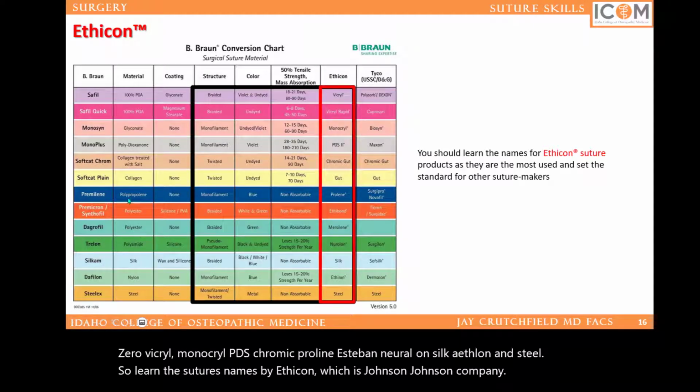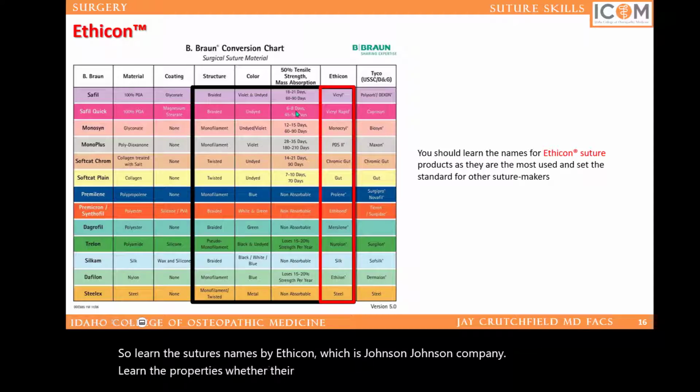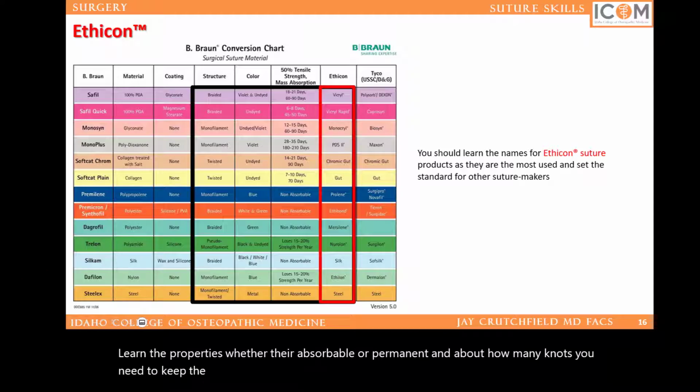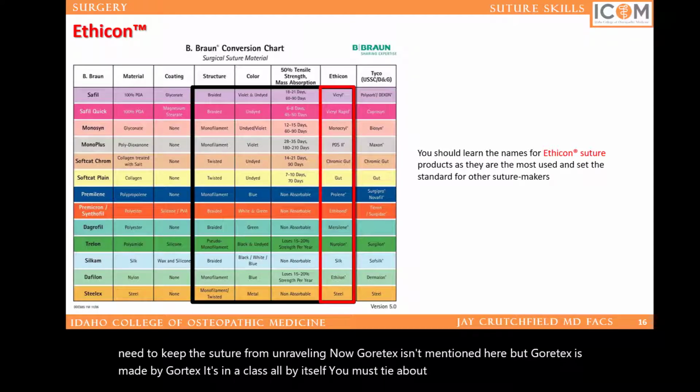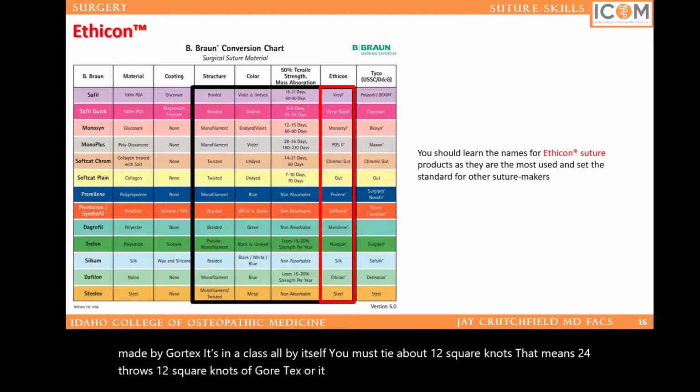Learn the properties, whether they're absorbable or permanent, and about how many knots you need to keep the suture from unraveling. Now Gore-Tex isn't mentioned here, but Gore-Tex is made by Gore. It's in a class all by itself. You must tie about 12 square knots. That means 24 throws. 12 square knots of Gore-Tex, or it will come undone. It will unravel like crazy. Gore-Tex is used mostly in vascular surgical procedures.